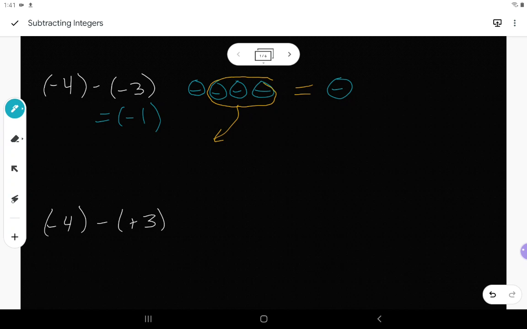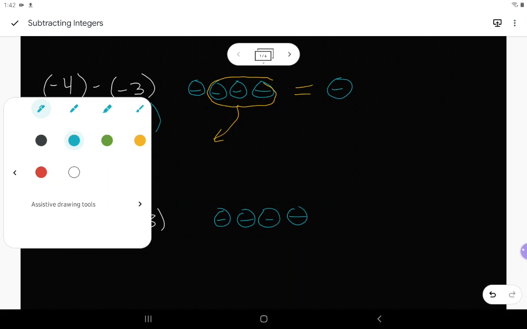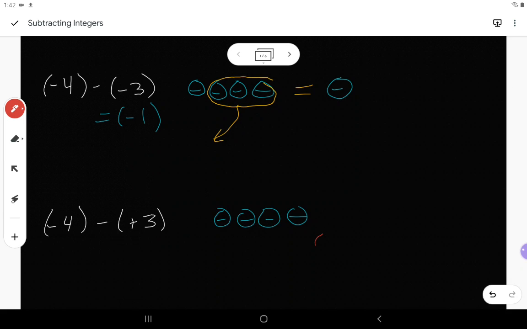Now if we look at the second one, -4 minus +3, same thing, I start out with 4 negatives. What I need to now take away is 3 positives, but if you look at what I have drawn, I certainly don't have any positives that I can take away. So the key here is I need to start at -4, but I also need some positives to be able to take away. I need to be able to take away 3 positives.